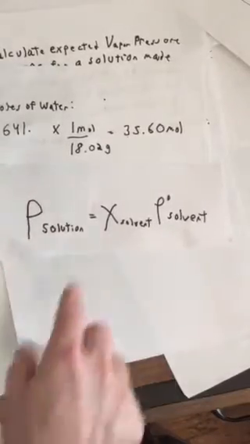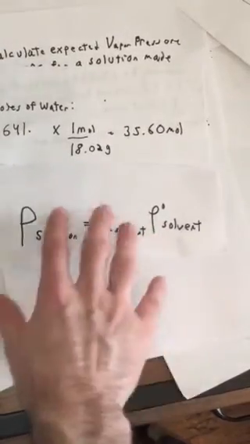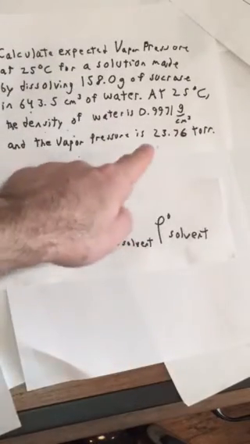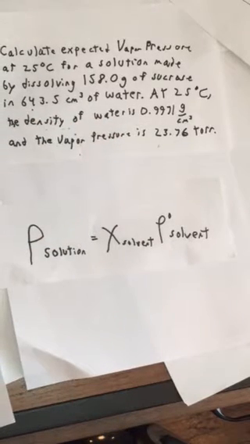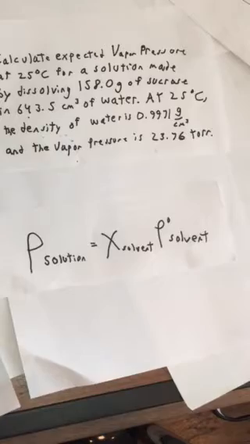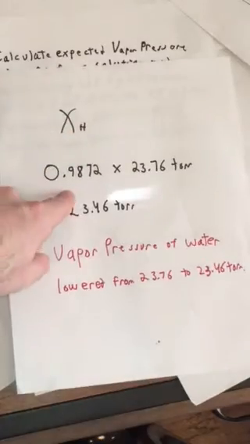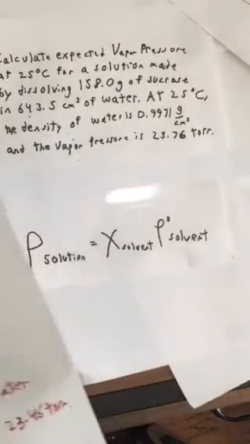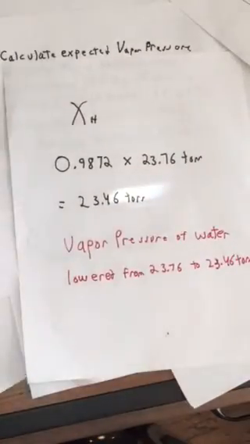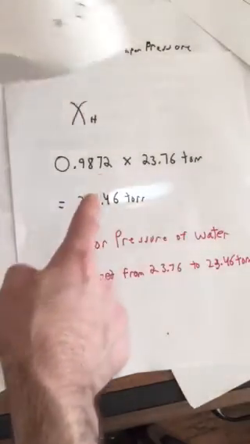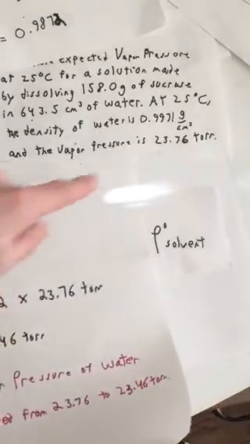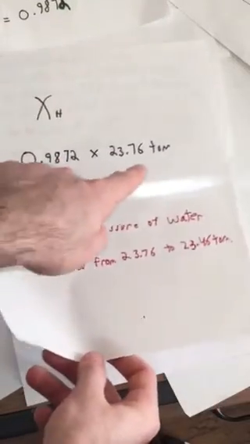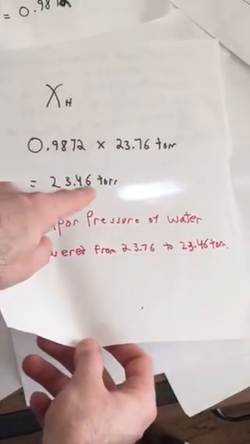Now what else do we need to know? We know this now. What's the pressure of the solvent? Well, it tells us it's 23.76. The vapor pressure of the water, which is the solvent, which is what's dissolved in it, is 23.76. So what we have to do now, almost done with this one. 0.9872, which was our mole fraction, times our vapor pressure of the solvent, which was given to us right here. Mole fraction times vapor pressure in torrs gives us 23.46.